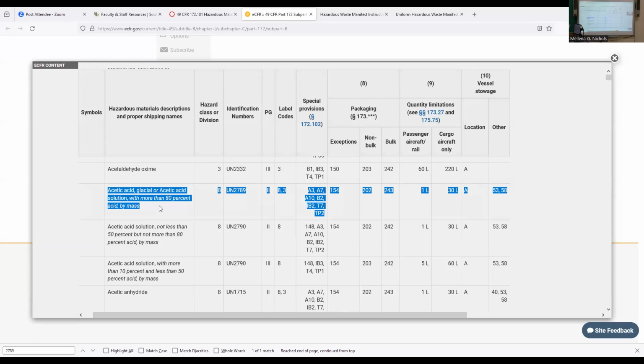It also is going to include the hazard class, the ID number, and that's going to be its UN ID number, and then its packaging class group. So if we're filling out this manifest for acetic acid, we have to include this entire title. You can't just put acetic acid. You have to put everything that is in this.